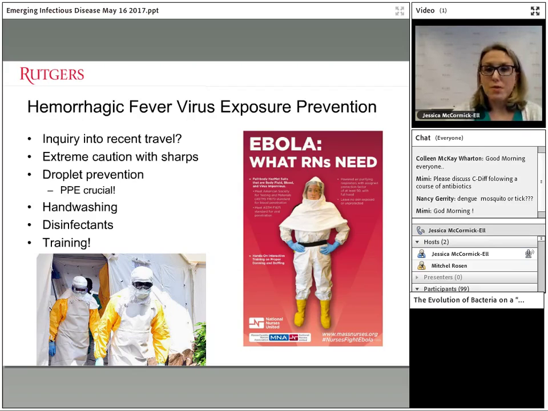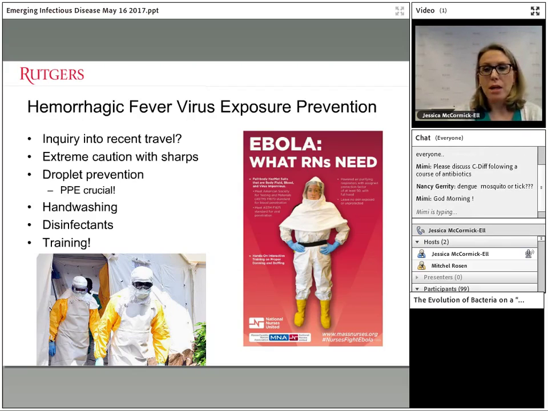Extreme caution with sharps is very important. Again, these are mostly transmitted through droplets and bloodborne routes, and most of these viruses are not transmitted through the respiratory route. So a respirator is not necessarily required, but is used with very sick patients to help prevent mucous membrane exposure. I'll talk about more of that in a second.